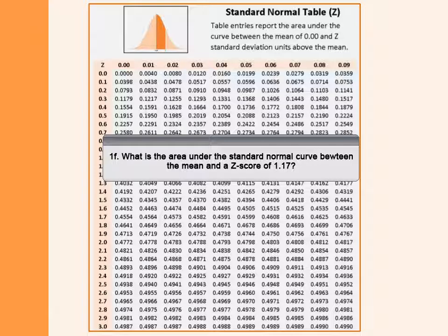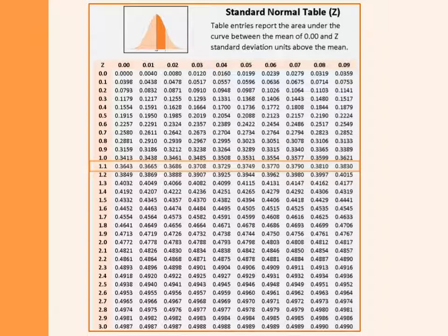For item F, we're asked to find the area between the mean of 0 and a z-score of 1.17. We highlight the row that reports a z-score of 1.1 and the column that reports a value to the 100th of 0.07.